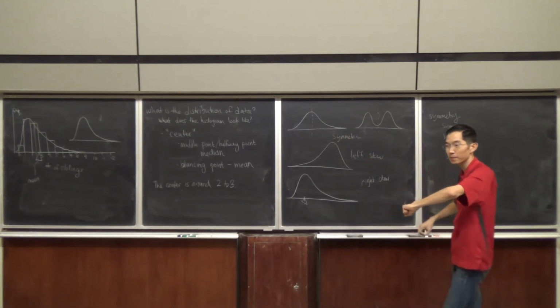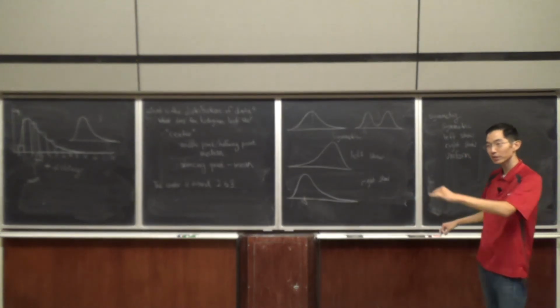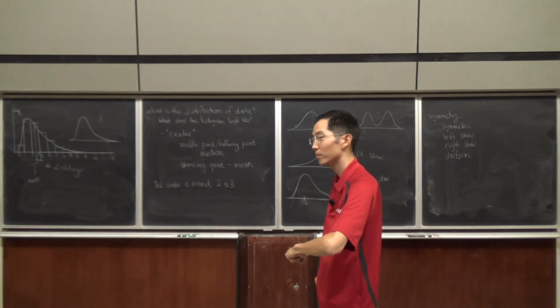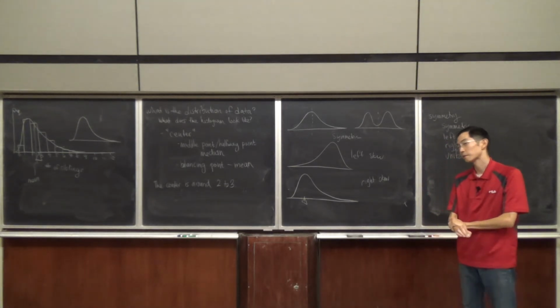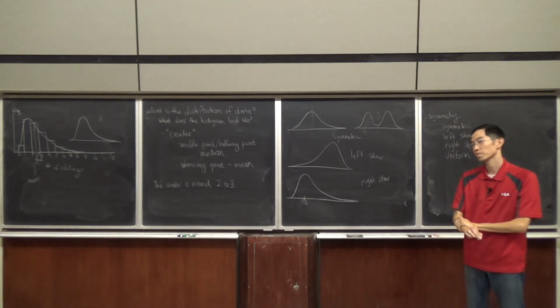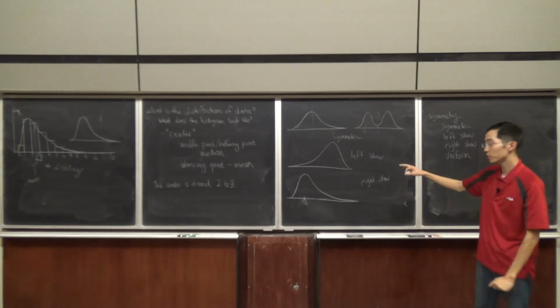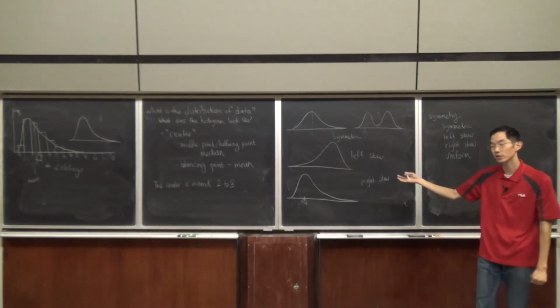Yes. How many pets? Yeah, that could be right skewed. Right-handed people versus left-handed people. What kind of variable is that? That would be a categorical variable, okay? So these distributions, these shapes, these only apply to numeric distributions, okay?